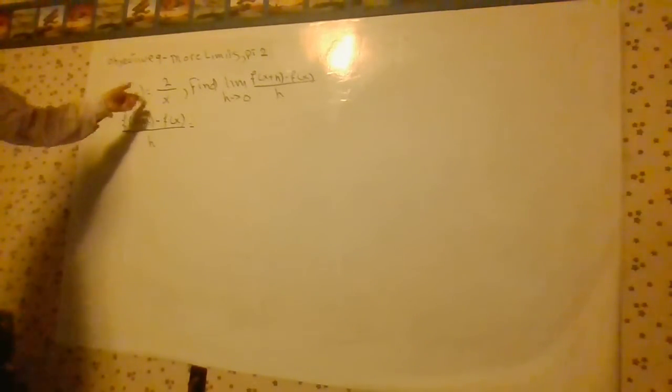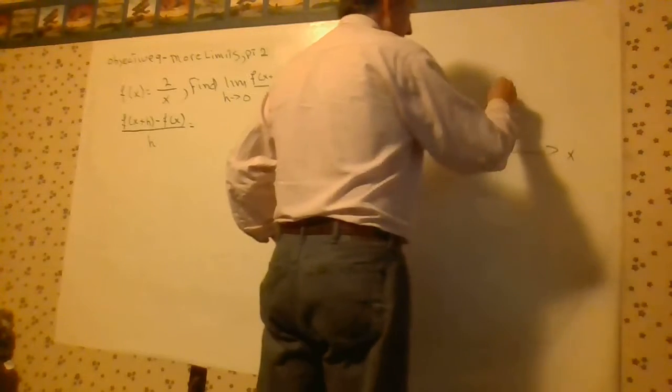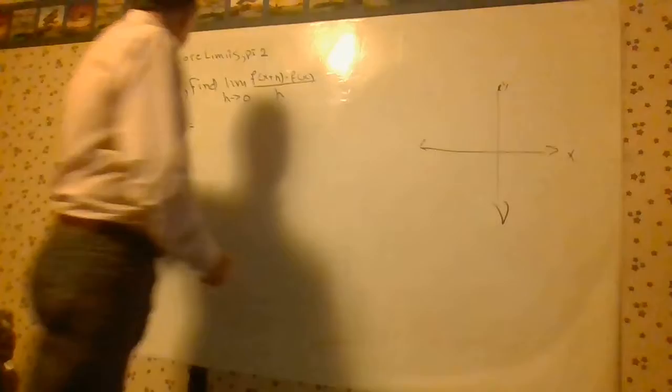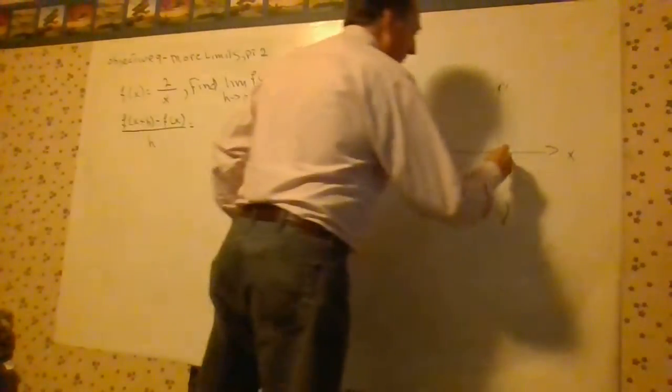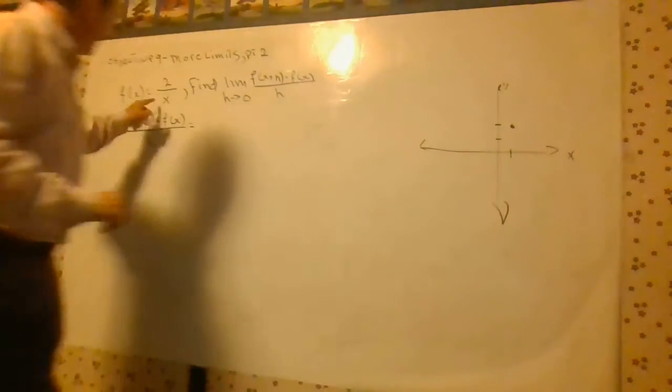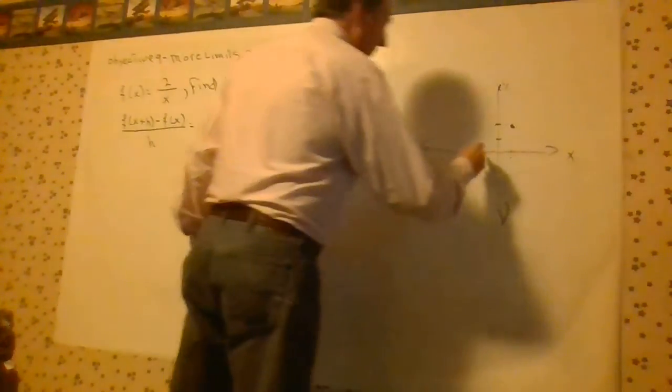We're going to start with f of x equals 2 over x. That's a basic reciprocal function. And I'll draw you a rough sketch so you can visualize what's going on. It goes through the point 1, 2, over 1 up 2, and also through the point negative 1, negative 2.